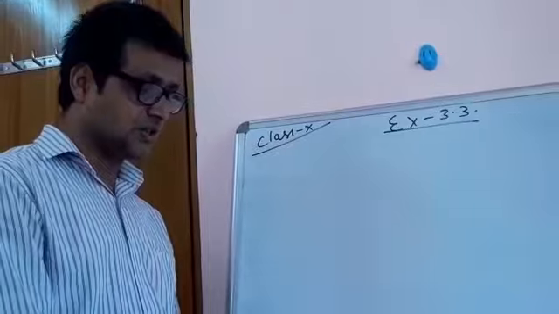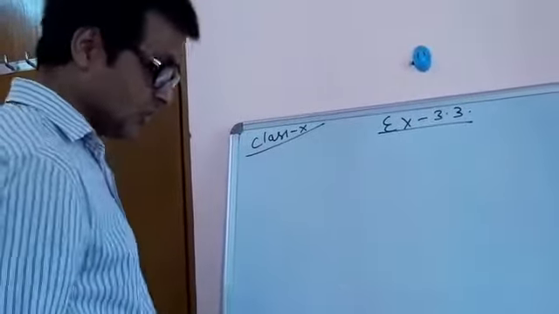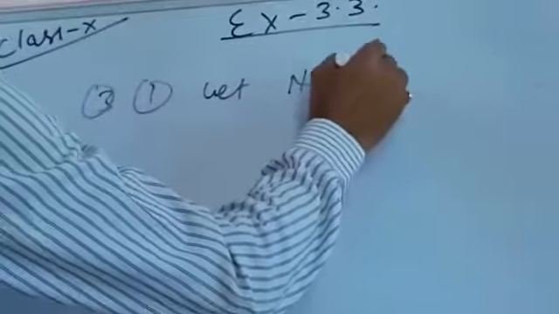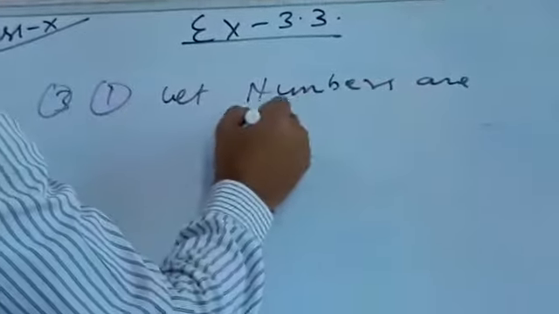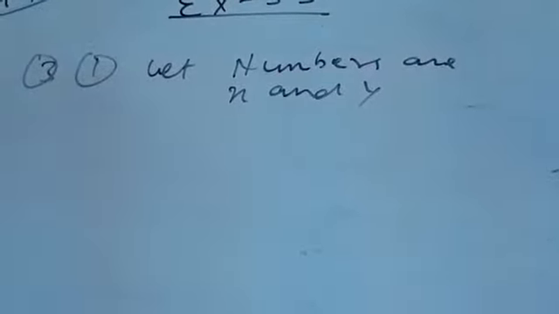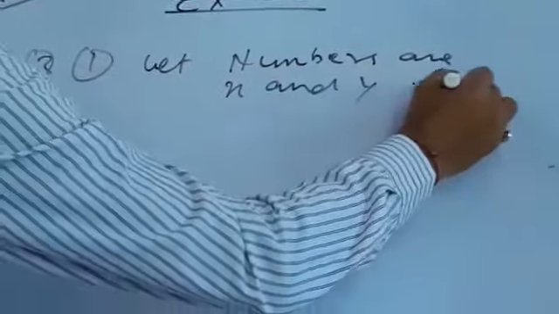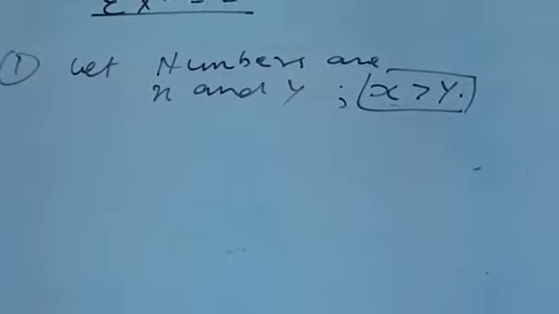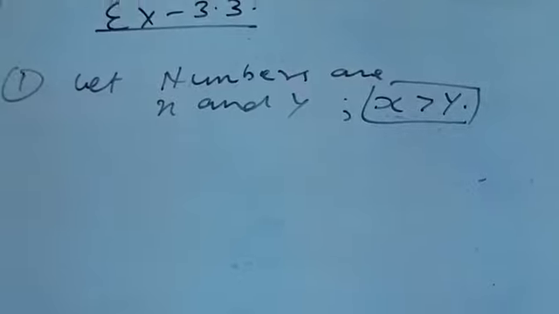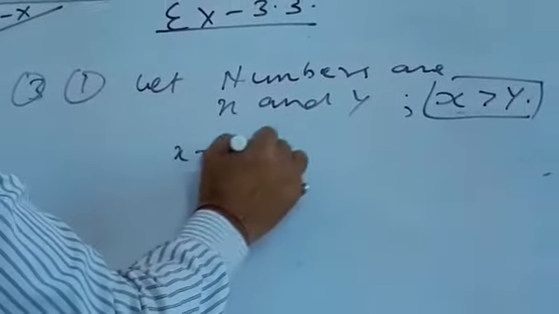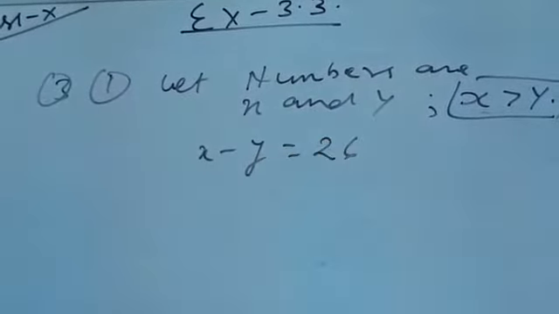The very first part of the question is: the difference between two numbers is 26. So if we do question number 3, first part, let the numbers be x and y. You can have any other variable also, but we are all used to x and y, that's why most of the time we go with x and y. And here we'll write x greater than y. Why have I written this? Because here it is given difference, and whenever we talk about difference, we always subtract the smaller number from the greater number. So that's why x greater than y is mentioned. So here we'll write x minus y is equal to 26. The very first condition we have.